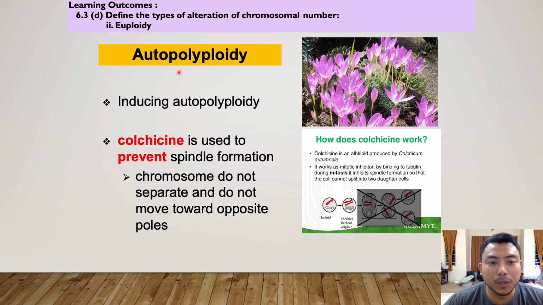Okay, autopolyploidy. Inducing autopolyploidy, usually we use colchicine to prevent the spindle fibers formation. So the chromosomes do not separate and do not move towards the opposite poles, because usually during gamete formation, meiosis, the chromosomes separate and move to the opposite poles. But with the use of colchicine, spindle fibers are not formed, so the chromosomes do not separate and segregate. So maknanya jumlah tu akan menjadi double sebab the same number of chromosomes stays.